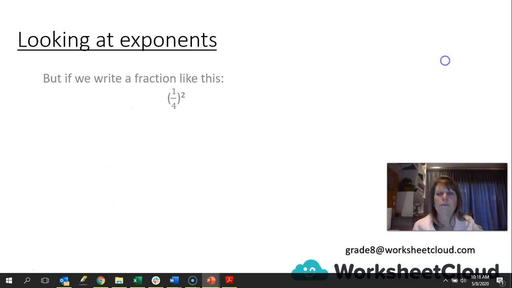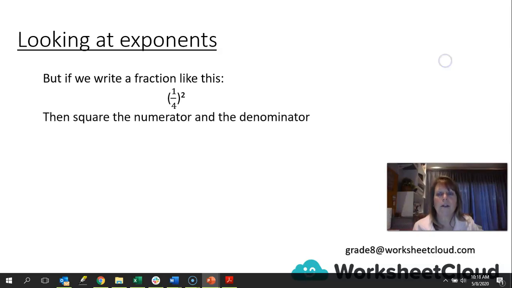Right. But if we write a fraction where it's a quarter in brackets, and the 2 is on the outside of the brackets, it means that we have to square both the numerator and the denominator. So we will go 1 times 1 is 1, 4 times 4 is 16. Okay, so you try that one. Let's see what you come up with. All right, let's have a look. It would be 3 times 3 is 9, and 5 times 5 is 25. Okay, everybody happy with that so far?